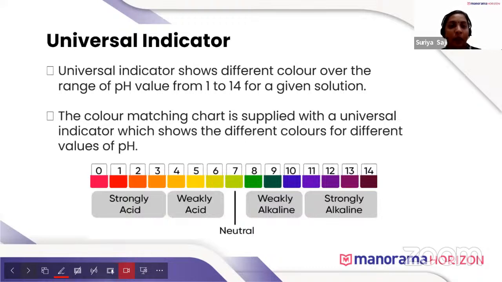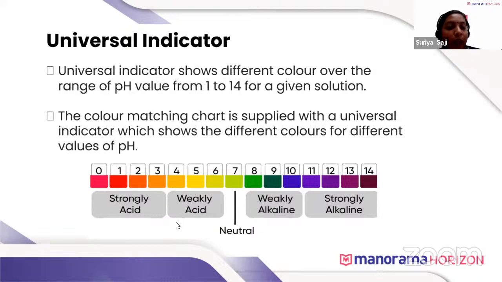Then universal indicator. Universal indicator is a solution which shows different colors over the range of pH from 1 to 14. So universal indicator will show a color change for each value of pH. We can see in this image it is having different colors over different pH, right? Strongly acidic means it will show red color, orange color like that. Weakly acidic means it will come to yellow, green and all. Completely neutral means it is green, then the color is changing, right?